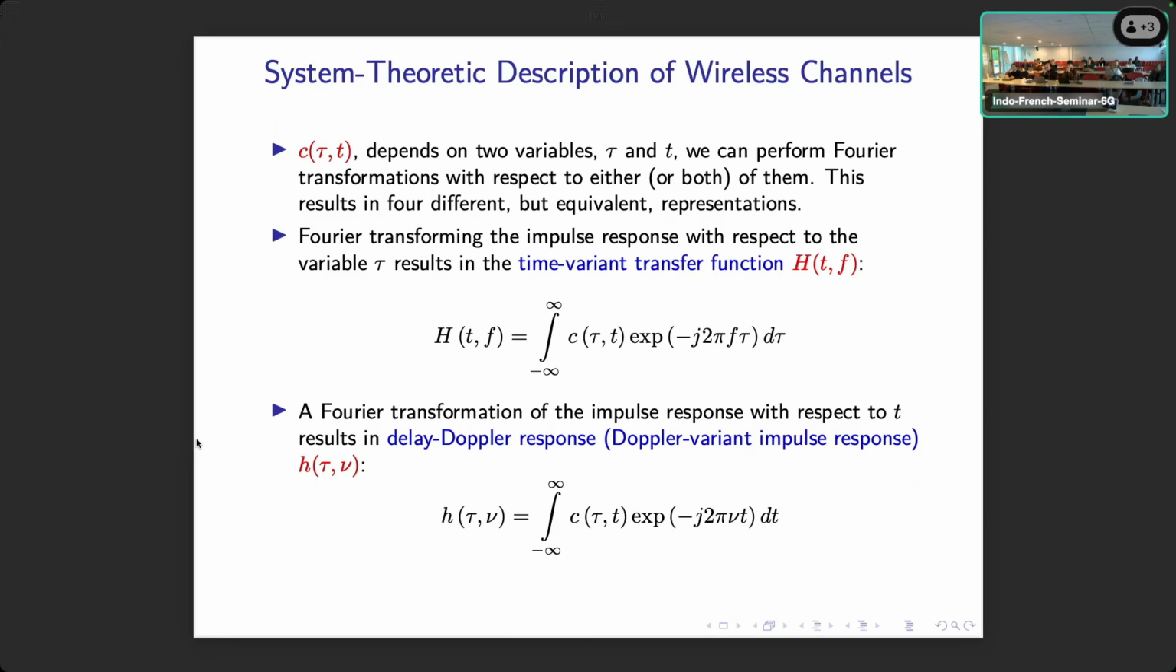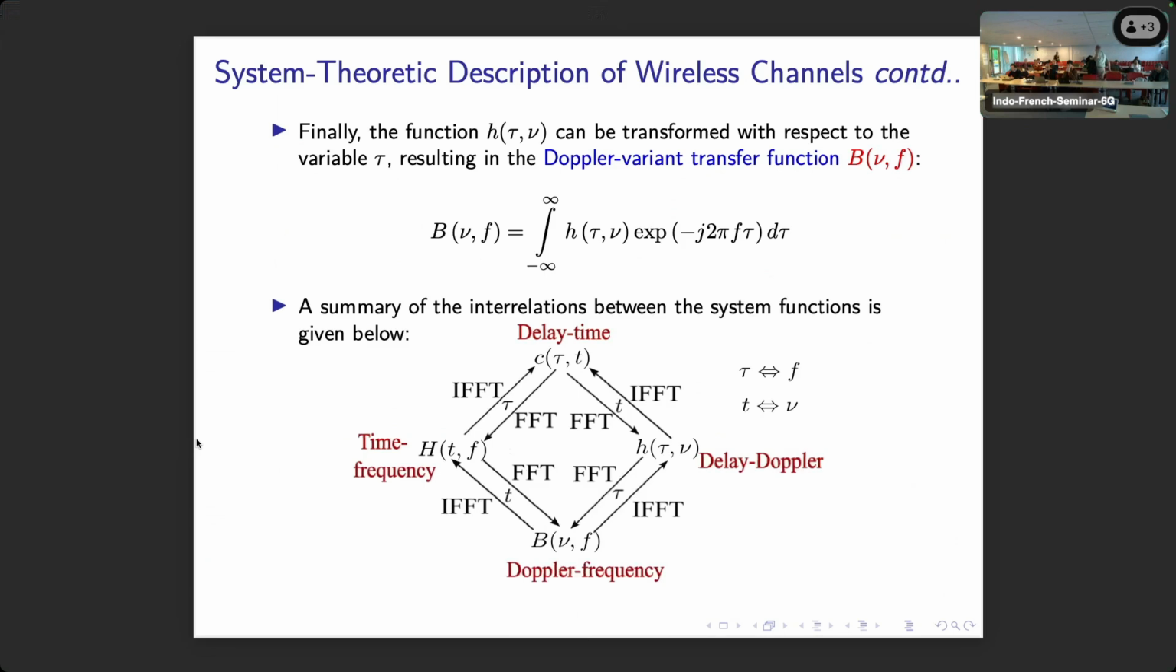If I take the Fourier transform with respect to the time t, we get a response known as the response in the delay Doppler domain. This figure shows all 4 representations. The final one is where we take the Fourier transform of this delay Doppler response with respect to the variable tau. Typically, we represent wireless channels in the delay time domain. This is the typical characterization of wireless channels.